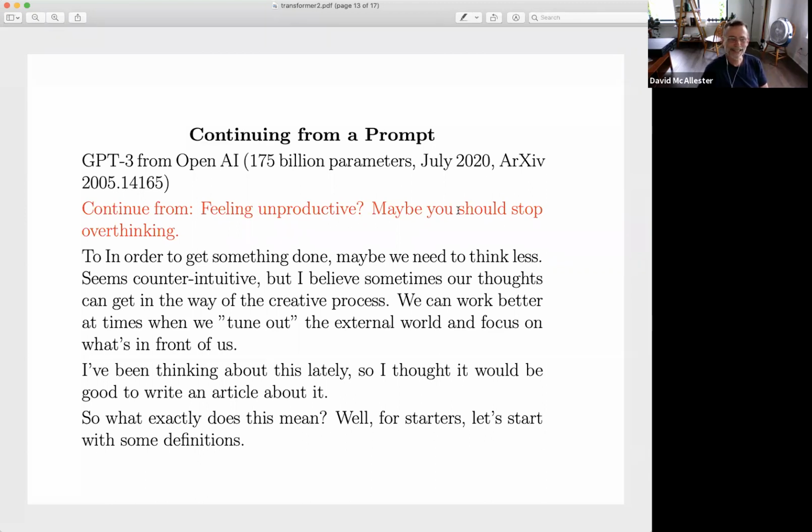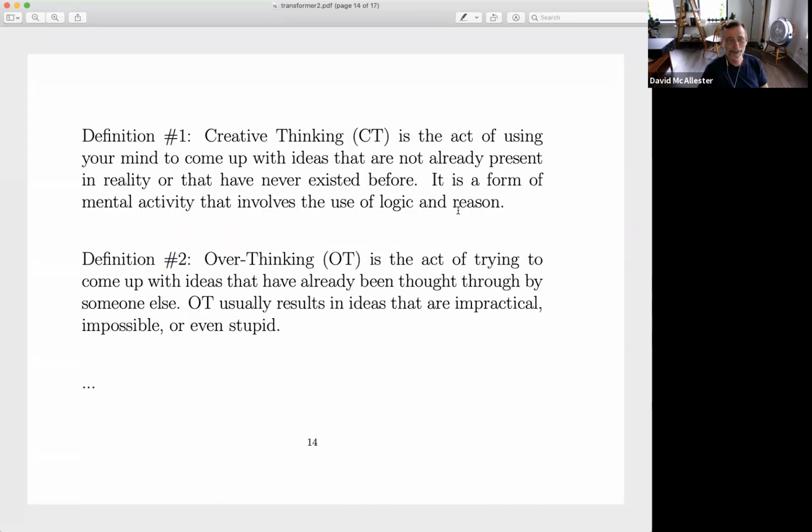So what exactly does this mean? Well, for starters, let's start with some definitions. Definition 1, creative thinking is the act of using your mind to come up with ideas that are not already present in reality or that have never existed before. It is a form of mental activity that involves the use of logic and reason. Definition 2, overthinking. It is the act of trying to come up with ideas that have already been thought through by someone else. OT usually results in ideas that are impractical, impossible, or even stupid, and it continues.